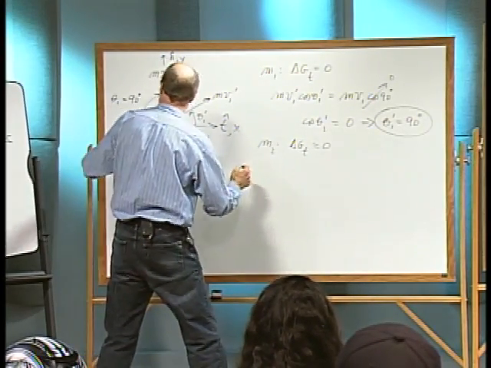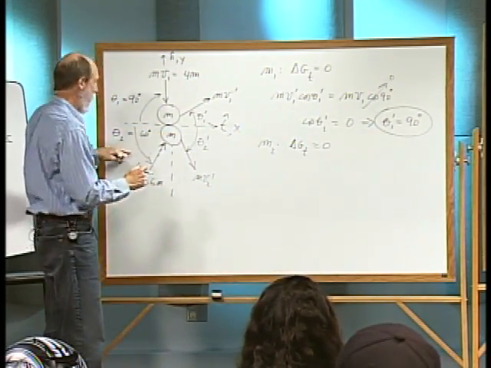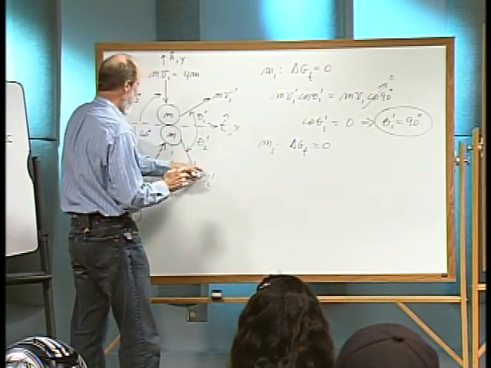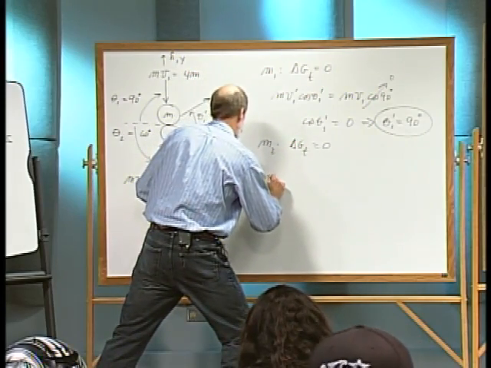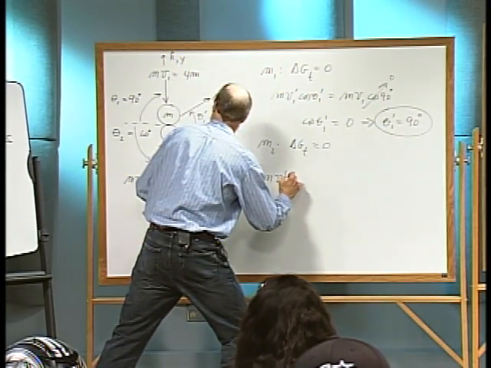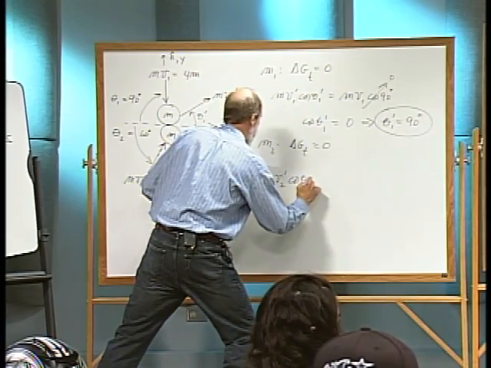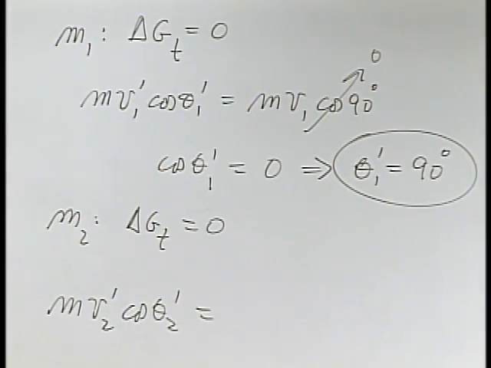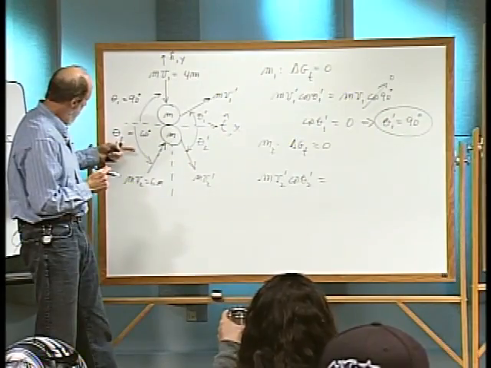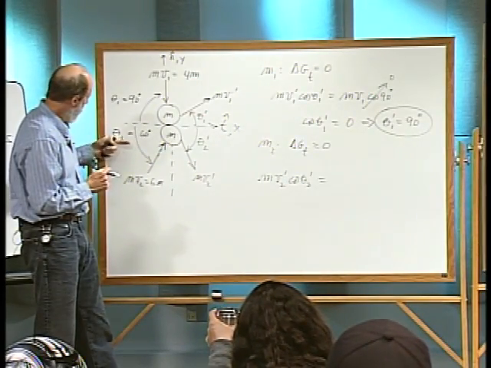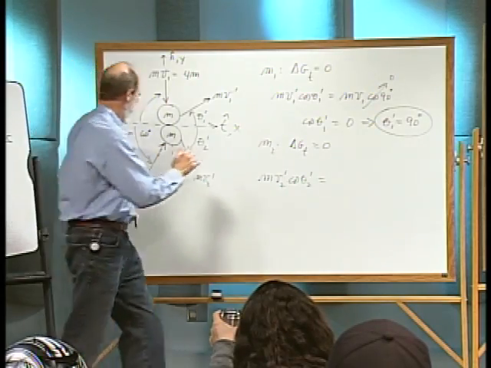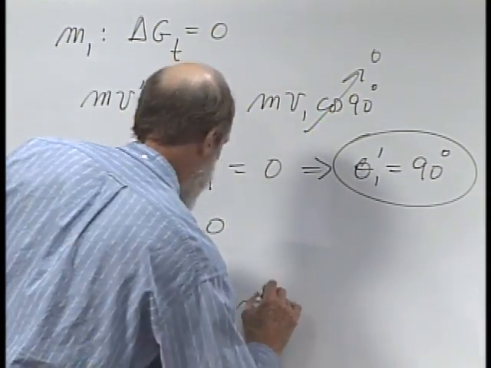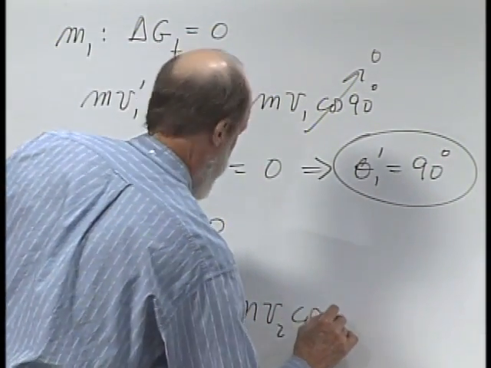So incoming, and again in the tangential, actually I have the outgoing, let me be consistent there. So the outgoing is going to be mv2 prime cosine theta 2 prime, that momentum in that direction of this lower mass must equal the momentum before the impact in that same direction, which is going to be mv2 cosine 60 degrees.